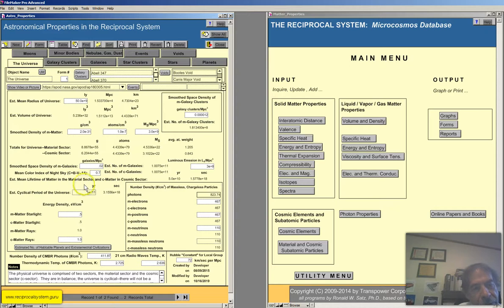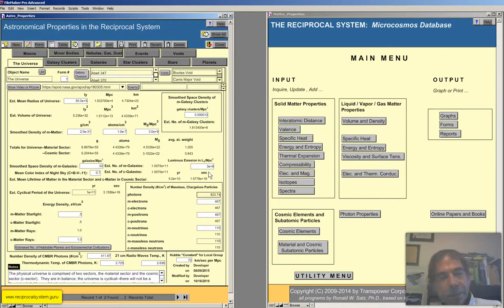Estimated mean lifetime of matter in the material sector and cosmic sector, that's 50 billion years, which is 1.5778 times 10 to the 18th seconds. So it's 50 billion years in the material sector, which is localized in space, that's our sector, and then 50 billion years equivalent in the cosmic or inverse sector, which is localized in time. The estimated cyclical period of the universe is therefore 100 billion years, just double 50.